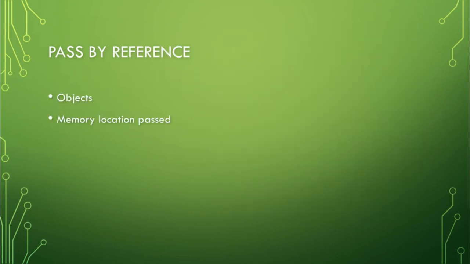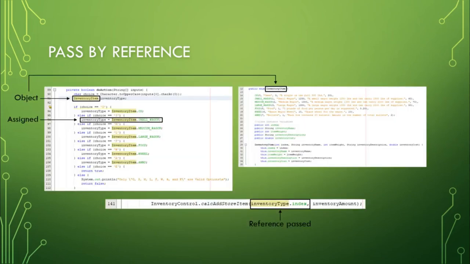Object instances are passed by reference when used as parameters for a function. The memory location for the object is passed and copied to the variable. Here is an example from our code of an object being passed by reference, showing where the variable is defined, assigned, and passed to a function.